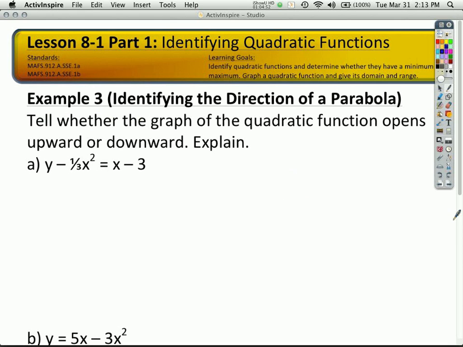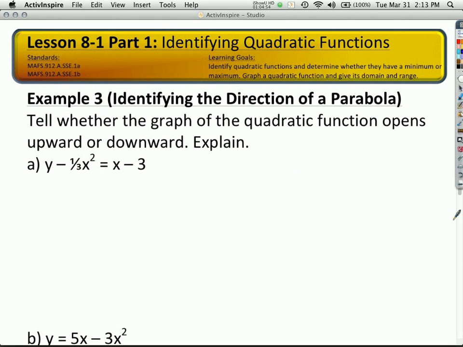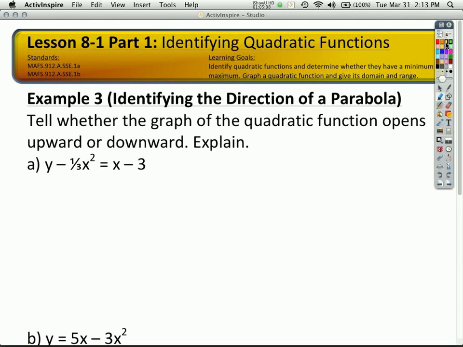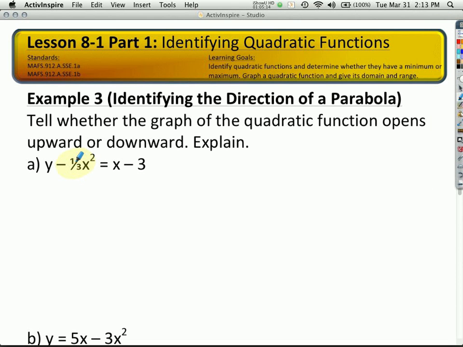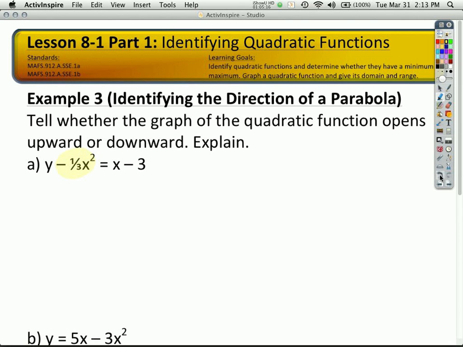So tell whether the quadratic opens upward or downward. So we have the function y minus 1/3 x squared equals x minus 3. So just to make sure I'm conserving time, it's quadratic because of that right there. So we know it's quadratic. But the question is, will it open upwards or downwards? Which way do you think it's going to open?